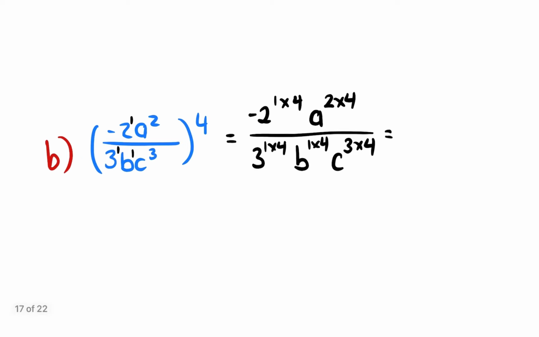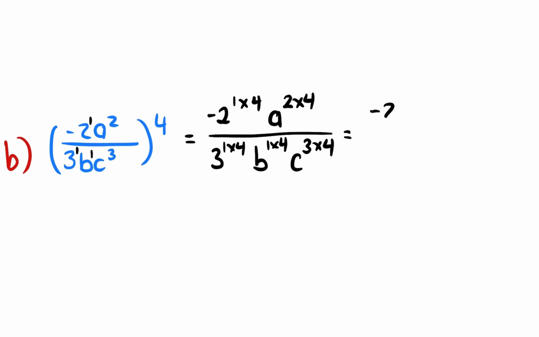Alright, so then now we simply go ahead and simplify. So we'll have negative 2 to the power of 4, A to the power of 8. Bam, done. Now do the same for the bottom. 3 to the power of 4, B to the power of 4, and C to the power of 12, because 3 times 4 is 12. And that's it. It's done now.